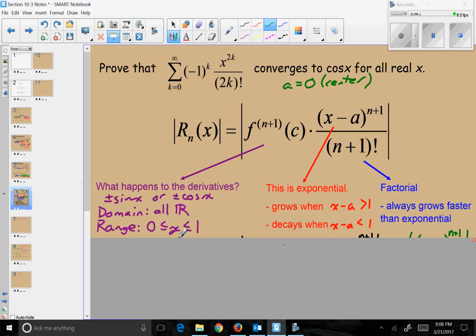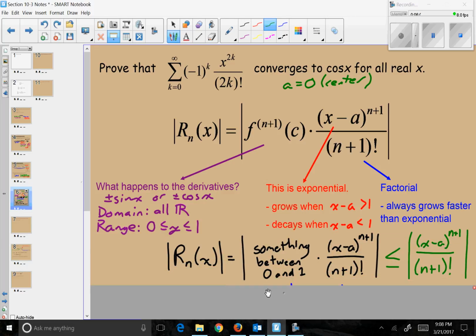So what I want to do with this derivative here is, because I'm trying to find the largest that my error could be, I want the biggest that this could be. So if we're talking about what's happening with our function, with our remainders here, I know that whatever my derivative is, it's going to be something between 0 and 1. I know that a is going to be 0, so this really I could just write as x to the n plus 1 over n plus 1 factorial.